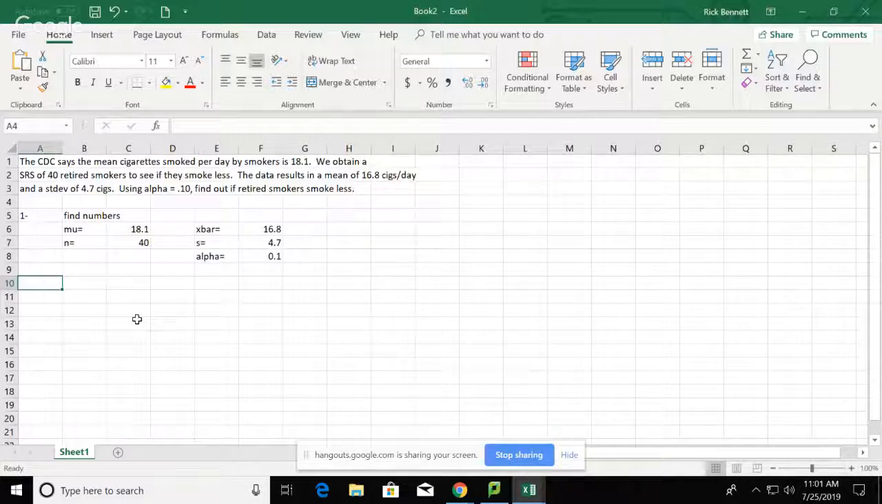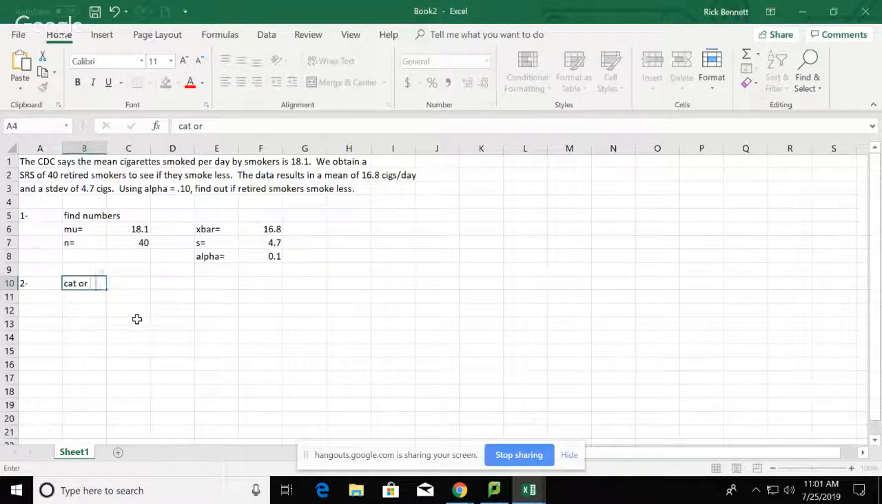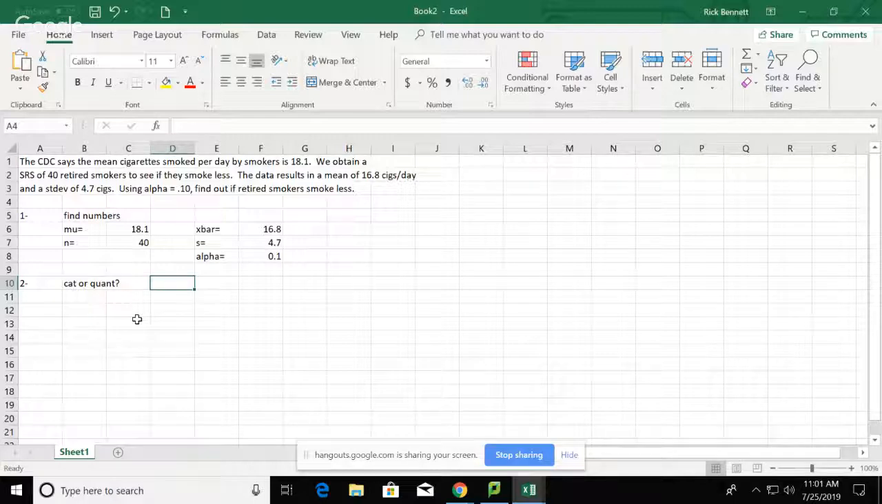Okay? All right, step number 2 is categorical or quantitative, and our data are quantitative, clearly quantitative, okay? Step number 3.